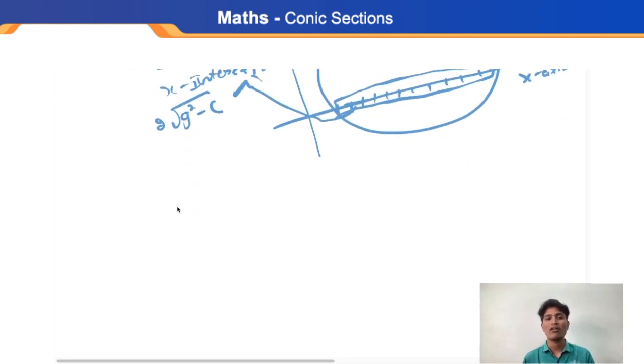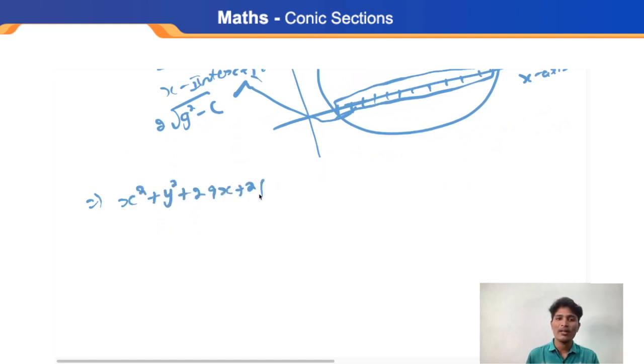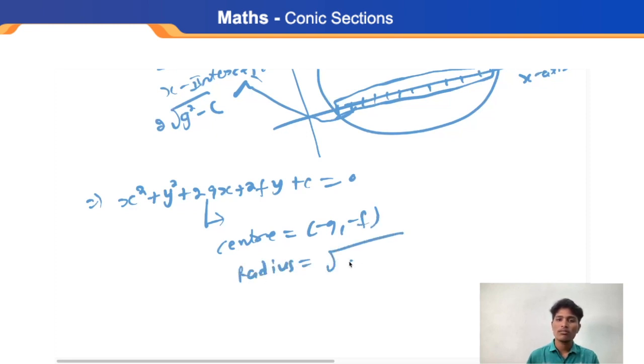And one more thing I forgot, that is the circle equation. The general equation can be written as x square plus y square plus 2gx plus 2fy plus c is equal to 0. In this equation, the center is equal to minus g comma minus f, and the radius is equal to root of g square plus f square minus c. These are the results you have to remember.